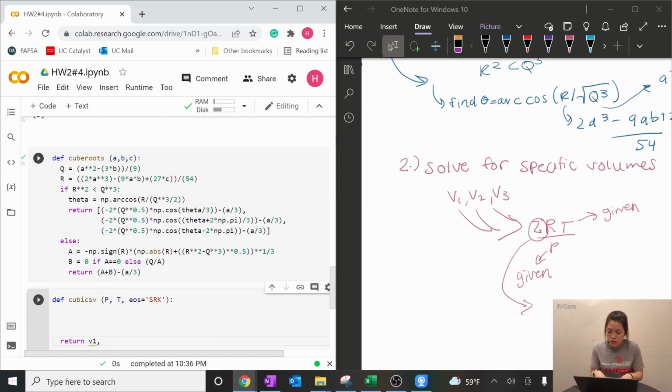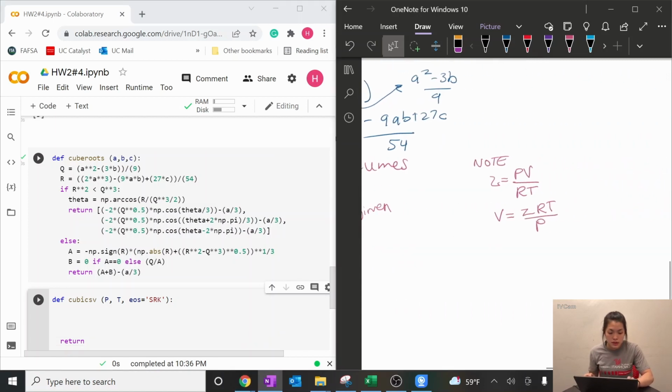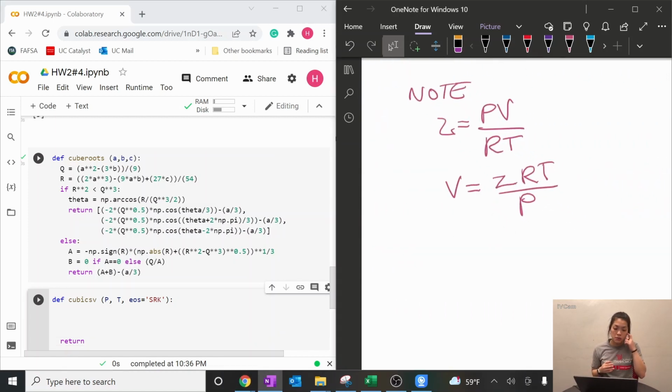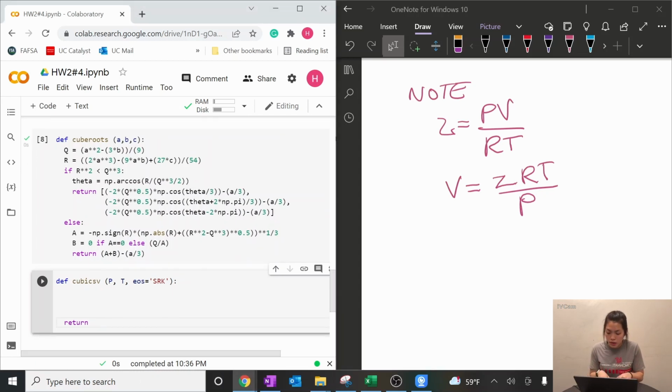We want to return the specific volumes. So we want V1, V2, V3, but we don't really know what they are necessarily, but we do know that the specific volume equals the compressibility factor multiplied by the gas constant R multiplied by temperature divided by pressure. So that's what we're going to put in, because that's the formula we have for specific volume. So we are going to put in the compressibility factor multiplied by the gas constant R multiplied by the temperature divided by the pressure. So now we have to go on and define what the compressibility factor is, because we haven't defined that yet.